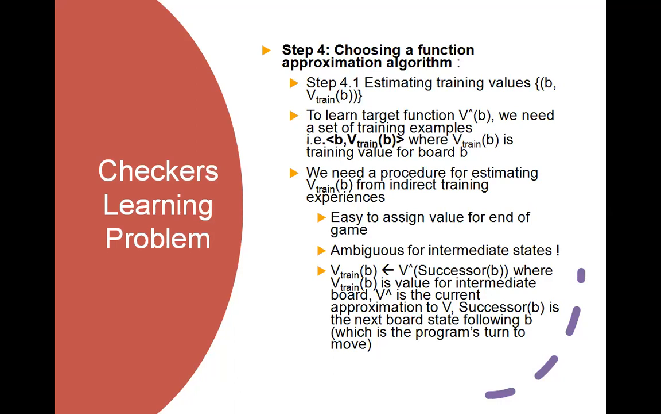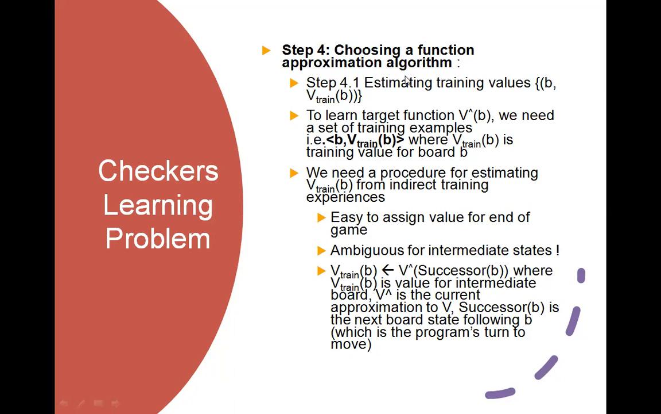Then, as I said, you have to choose the approximation algorithm. The approximation algorithm is nothing but the weight calculation algorithm, as I said. Using that, we can approximate that linear equation. That is, the machine is learning: using this algorithm, it will update the weights and calculate the successor board state.